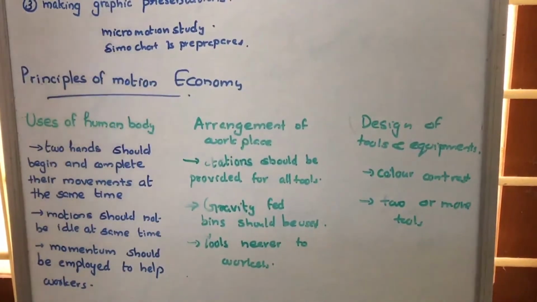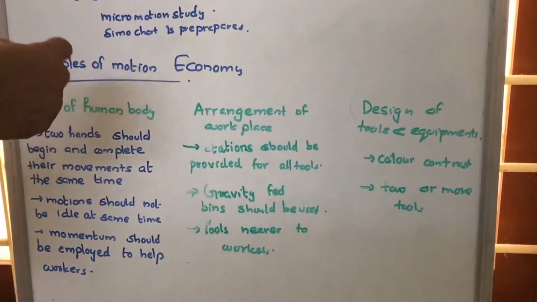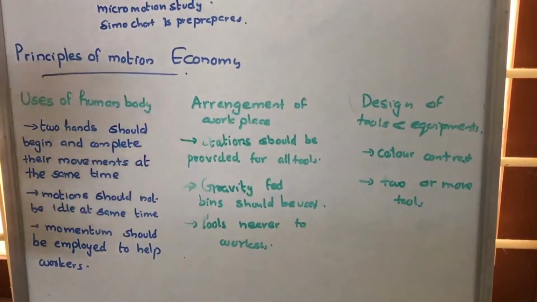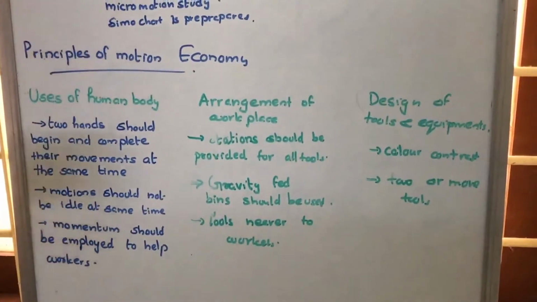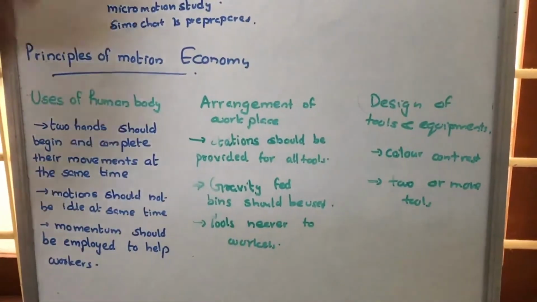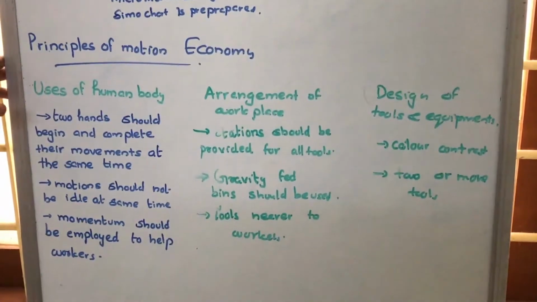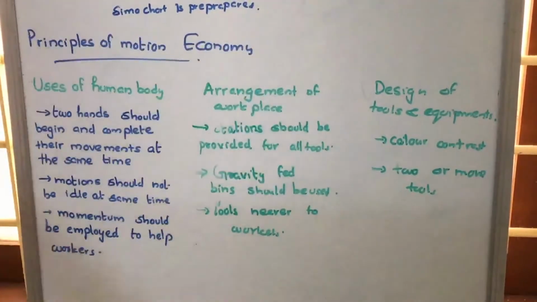During this time, the people cannot be idle. Their hands cannot be idle except during rest time. So they will say that in 15 minutes they have to assemble one particular part. The principles of motion economy are: use of the human body, arrangement of the workplace, and design of tools.